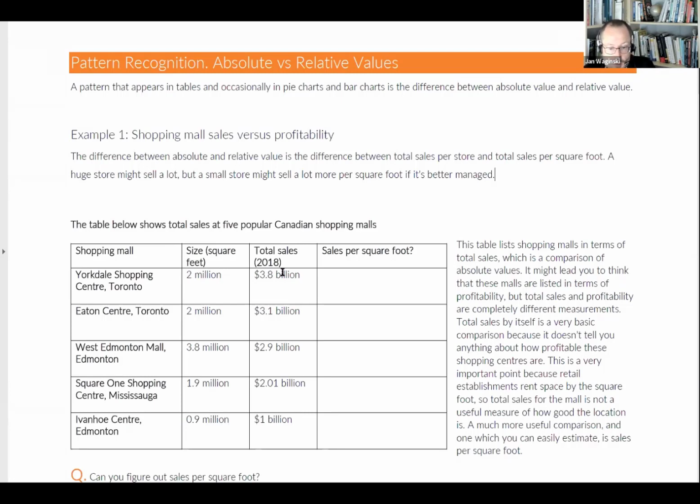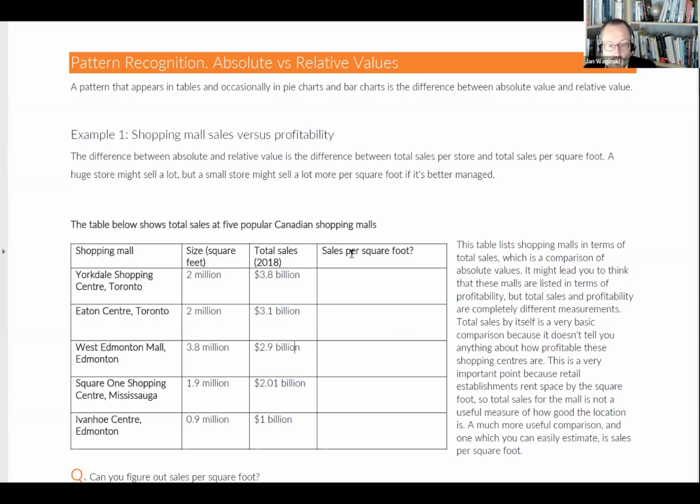It's obviously not during COVID, but I found the numbers for 2018. Eaton Centre, also the same size as Yorkdale, but 3.1 billion. West Edmonton Mall, 3.8 million square feet. So it's basically twice the size of Yorkdale and Eaton Centre, 2.9 billion in sales. Square One, Mississauga, again, 2 million square feet, 2 billion in sales. And for comparison, Ivanhoe Centre in Edmonton, 0.9 million square feet, 1 billion in sales.